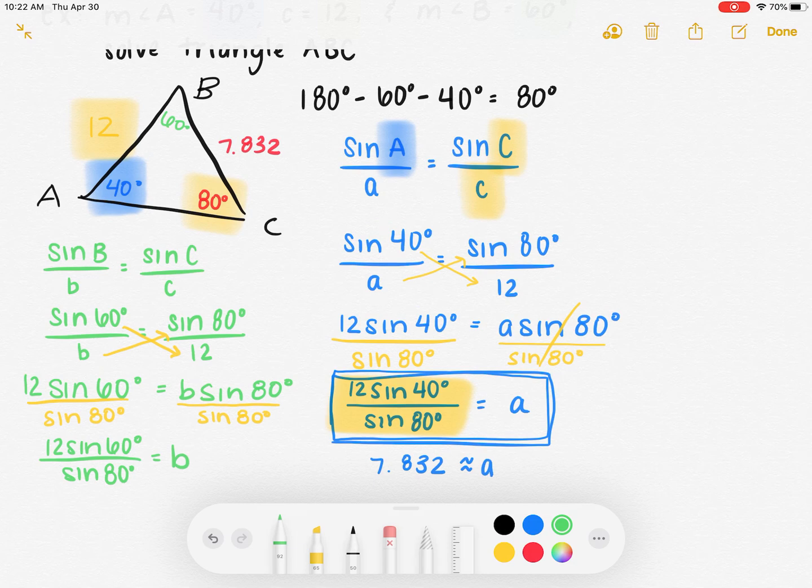And when I type that whole thing into my calculator, you can also use Desmos if you don't have your calculator, I get that B is about 10.553 as my final answer. So my last missing side is 10.553. And now I found everything that was missing on the triangle.